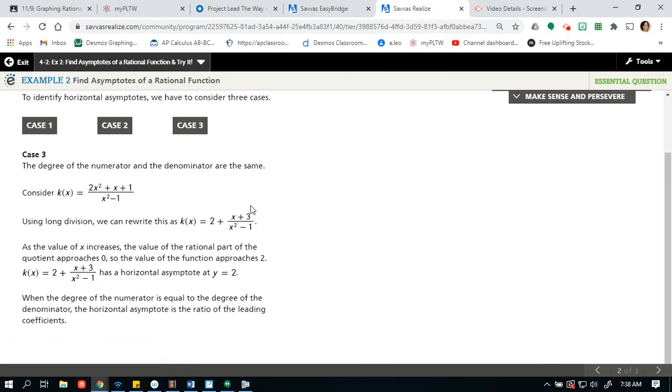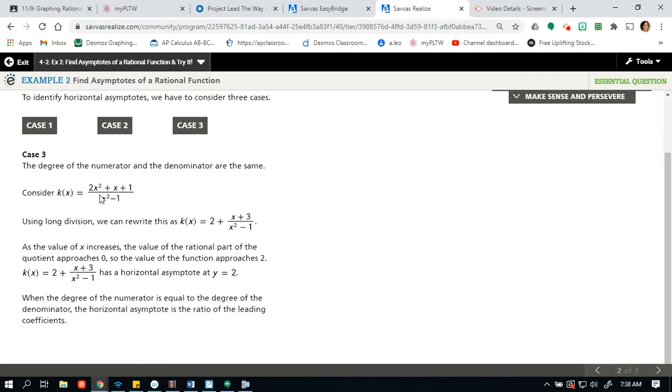Case three, the degree of the numerator and the denominator are the same. Using long division, we get something that looks like this. And as x increases, we get closer and closer to 2. Again, using the long division, we get it into a format where we have a vertical shift up 2 units. So our new horizontal asymptote is 2. In this case, you will have to do the long division. You will have to divide it out to find how many times it goes into the numerator.